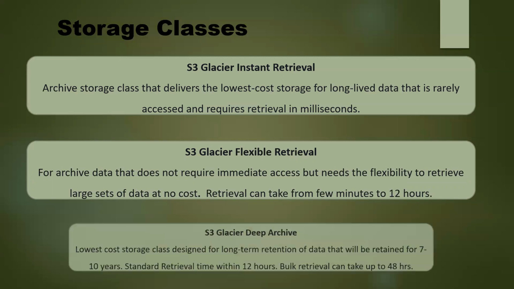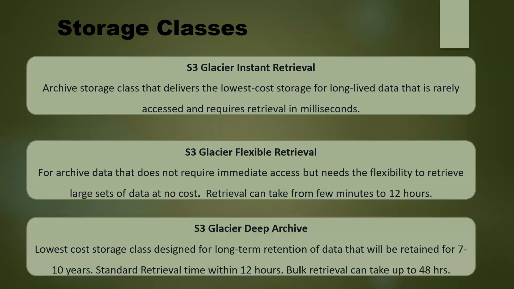Now, the last one being Deep Archive, which is the cheapest of all the options. It is designed particularly for those in highly regulated industries, such as financial services, healthcare, and public sectors, which retain data for 7 to 10 years or longer to meet regulatory compliance requirements. Now, retrieval time for this can be up to 48 hours for bulk retrievals.